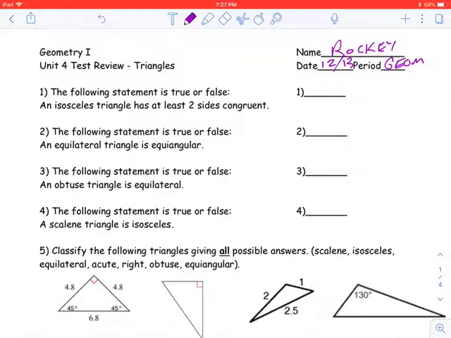All right, geometry, we are getting ready for our Chapter 4 test. So this is the Chapter 4 test study guide. What we're going to do is go through half of this today, and then if you get on the Zoom, we'll finish it out tomorrow during the Zoom.